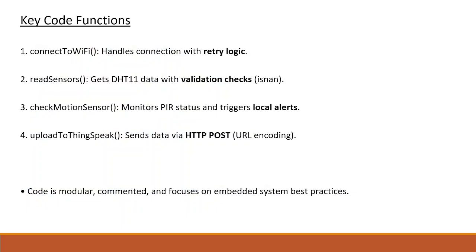Let me highlight key code functions. The connectToWiFi function establishes the network connection with retry logic. The readSensors function gets data from the DHT11 with validation checks. The checkMotionSensor function monitors PIR status and triggers the alert. The uploadToThingSpeak function sends data using HTTP GET requests with proper URL encoding. Each function includes error handling to ensure system reliability. The code is well commented and follows best practices for embedded systems programming.